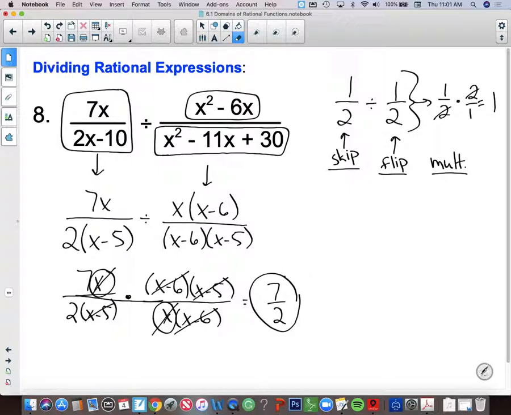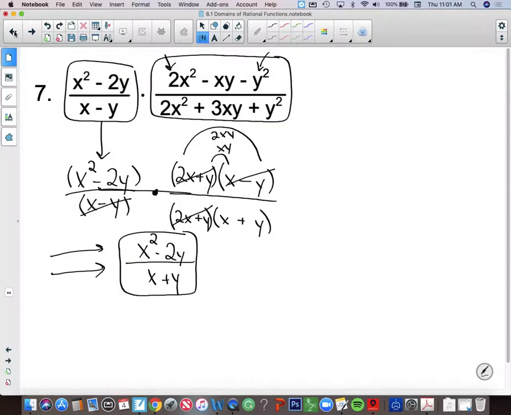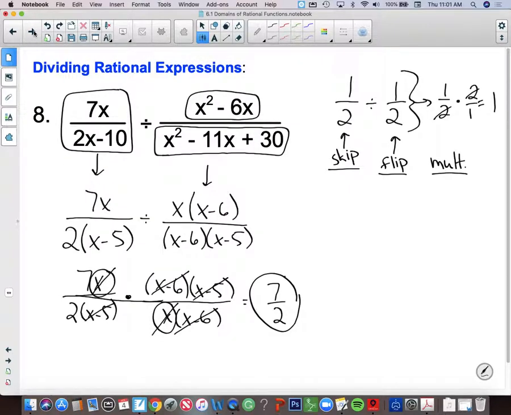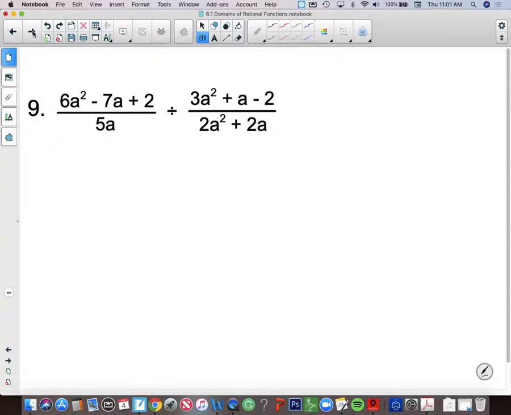All right? So factor everything like we did before, and then you skip, flip, multiply. So pretty much the only change from multiplication to division is you've got to flip the second one. You can flip it before you factor if you want to. It doesn't really matter. So I want you guys to try this one now. Please pause the video and see if you can get this one, and then restart, and I will go through the solution.